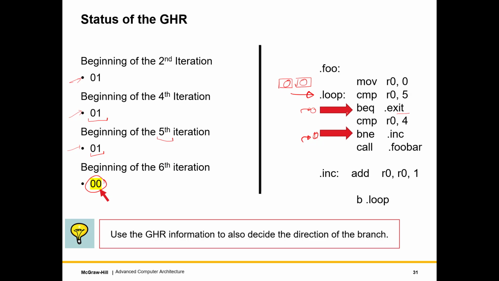Can we use this information to predict the BEQ.exit branch better? Well, yes, we can, and we will see how. You can clearly see a difference. In the other iterations, the state of the GHR was 0, 1, but in the crucial sixth iteration, when we exit the loop, the state of the GHR is 0, 0, and this information is different, it is unique, and it can be used.